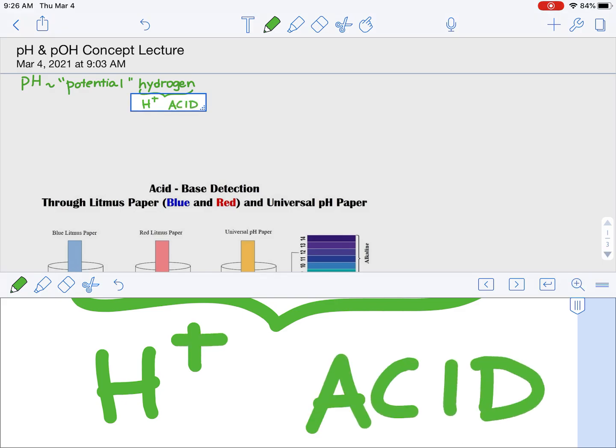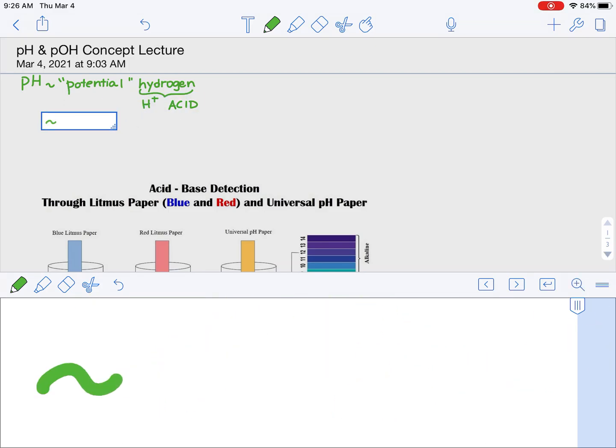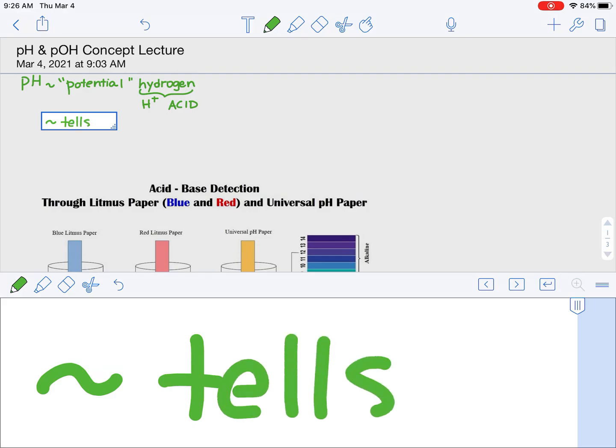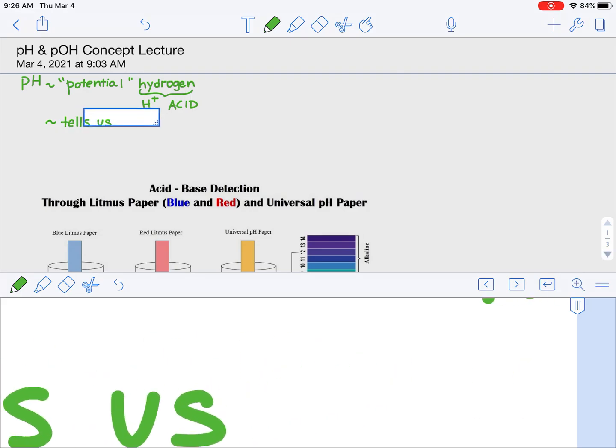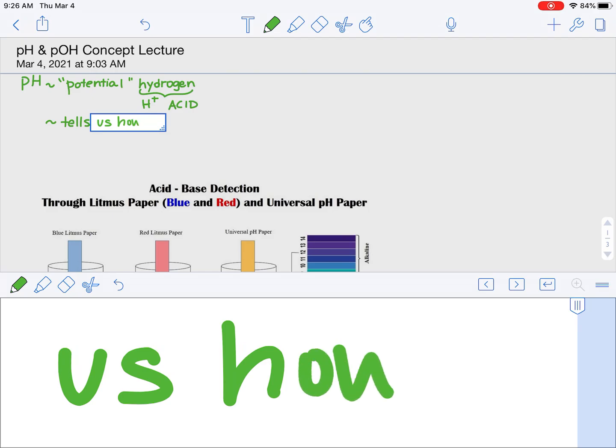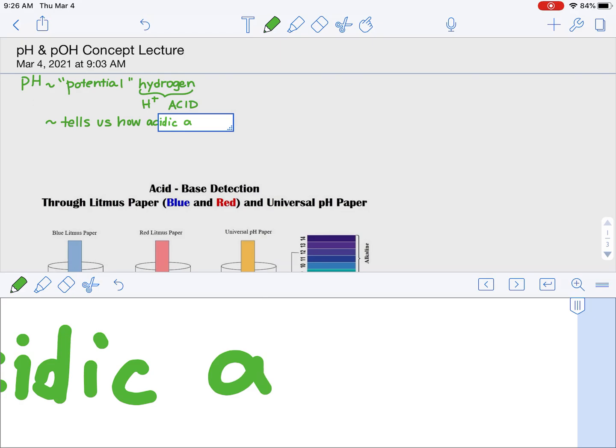Hydrogen, we've learned, when it's in its ionic form, is indicative of an acid. So another way that people like to think of pH is that it's telling us how acidic a substance is.